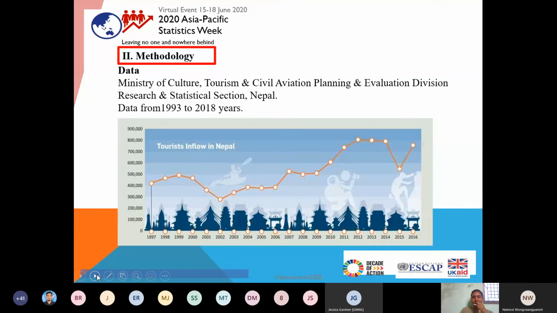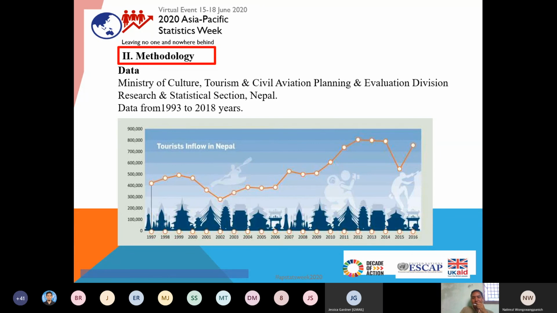How to forecast? Here I have data taken from the Ministry of Culture, Tourism, Civil Aviation, Planning and Evaluation Division, Research and Statistics Section, Nepal. The data has been taken from 1993 to 2018, a long time series. From 1997 it grows, then slowly decreases around 2000 and increases slowly. After that, in 2015, an earthquake occurred, so the number of tourist arrivals decreased and then kept increasing until today. But due to COVID-19, I cannot say anything about predictions.